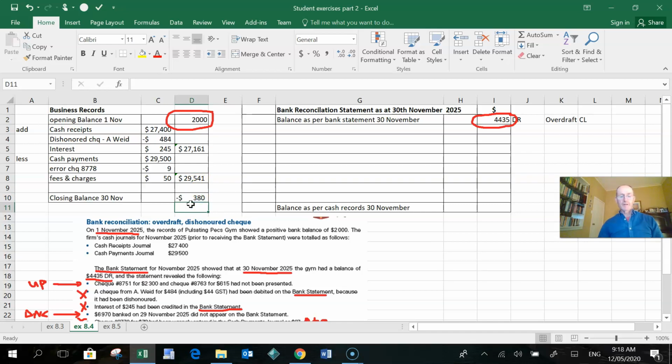Right, so that is overdraft, or if you like, it's a current liability. Right, so what we want is to get negative 380 over here.